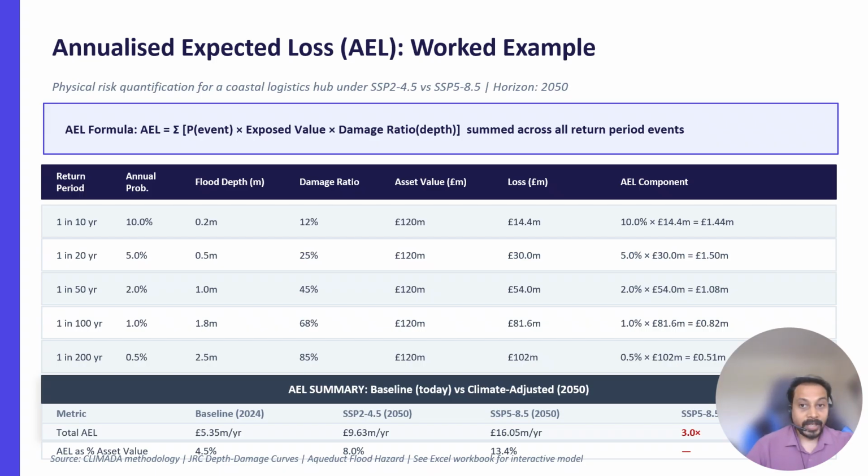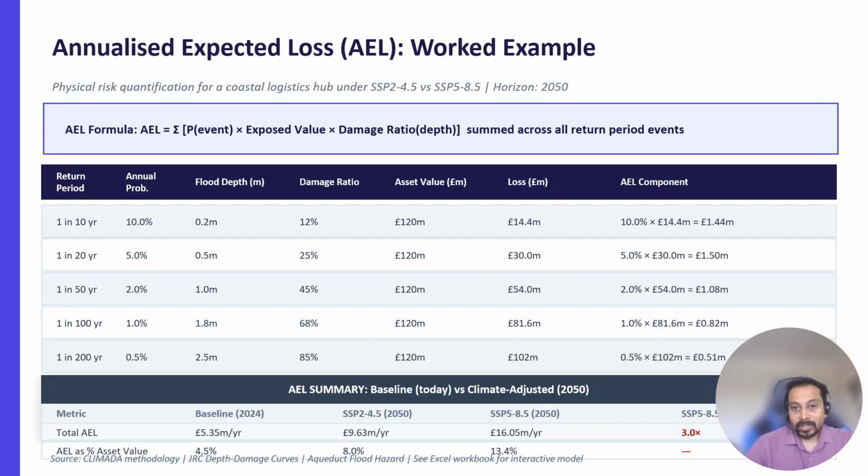Under SSP 8.5 by 2050, the multipliers are 2.8 on frequency and 1.5 on depth. That is very important to understand, how it looks. So producing an AEL of 16.05 million, three times the baseline.